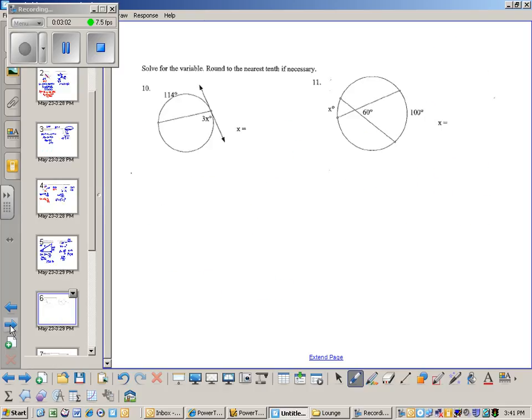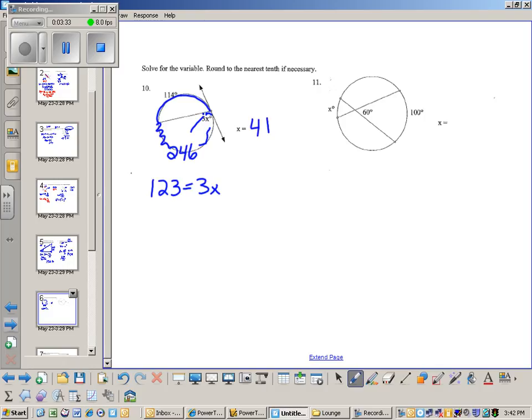All right, number 10. A couple different ways. If from here to here is 114 and there's 360 degrees in a circle, then that means from here to here is 246. So now if we want to go back to the angle, we have to divide by 2. So if we take 246 and divide by 2, we get that 3x is going to equal 123, because the angle is half of the arc. Divide by 3, x is 41.